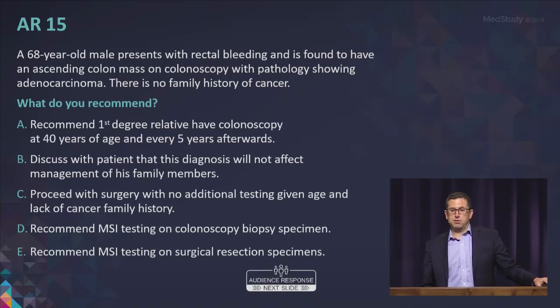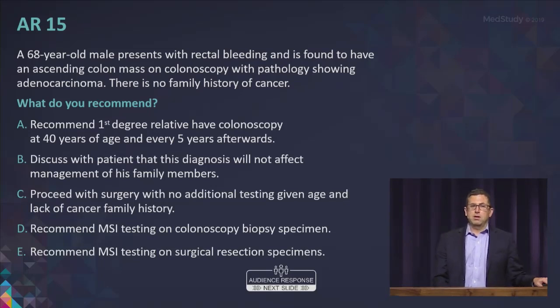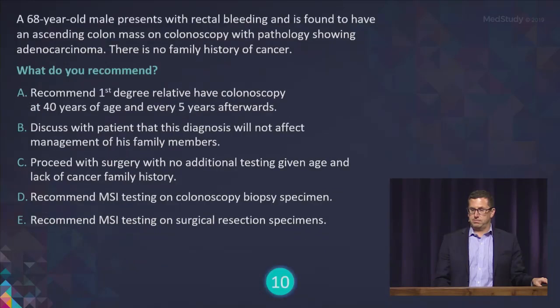Question 15. A 68-year-old male presents with rectal bleeding, is found to have an ascending colon mass on colonoscopy with pathology showing adenocarcinoma. There's no family history of cancer. What do you recommend? A, recommend first-degree relatives have colonoscopy starting at 40 and every 5 years afterwards. B, discuss with patient that this diagnosis won't affect... lack of cancer family history... on colonoscopy biopsy specimen. E, recommend MSI testing on surgical resection specimens.